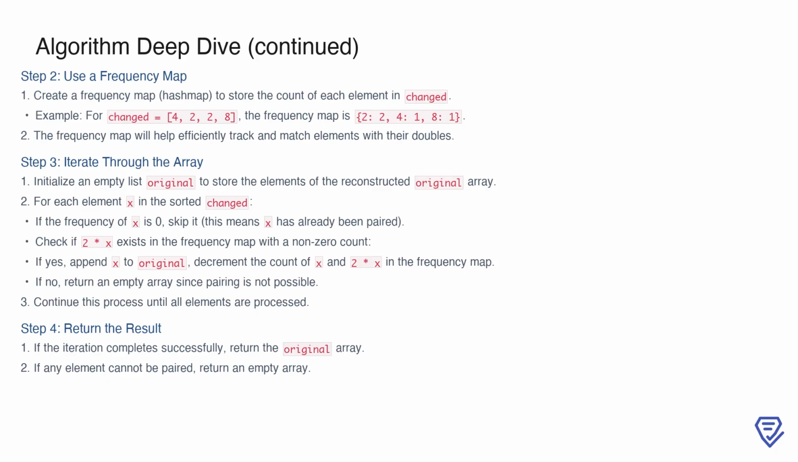During this iteration, we initialize an empty list called original to store the elements of the reconstructed array. For each element x in changed, we first check if its frequency is 0. If it is, we skip it because that means x has already been paired. Next, we check if 2*x exists in the frequency map with a non-zero count. If it does, we append x to original and decrement the counts of both x and 2*x in the frequency map. However, if 2*x is not available, pairing is impossible, and we return an empty array. This process continues until all elements are processed.